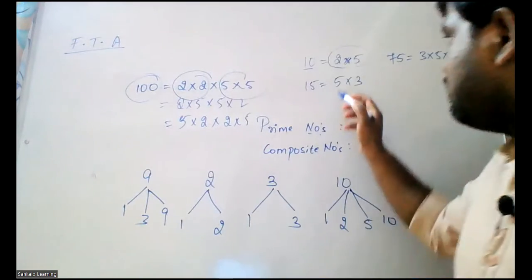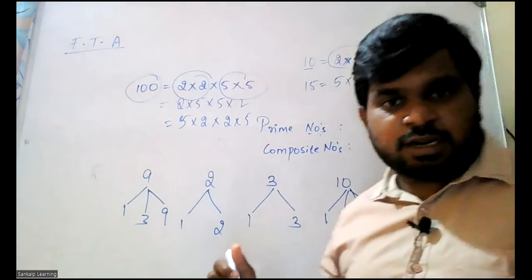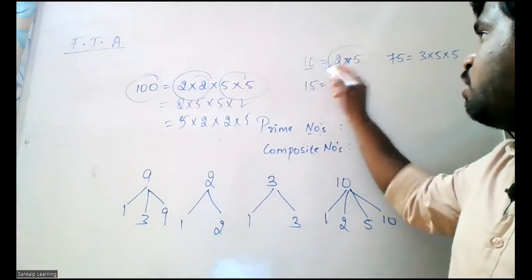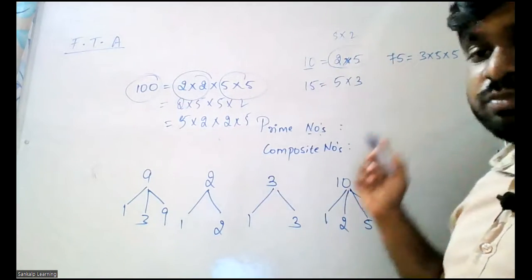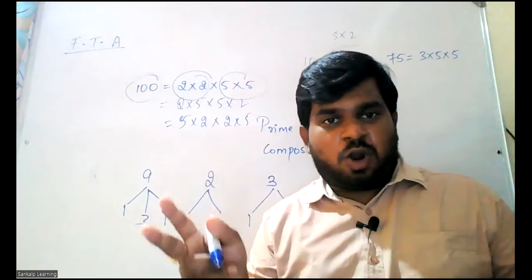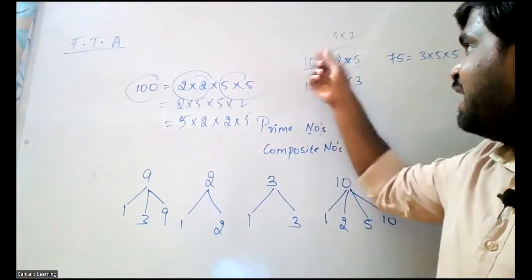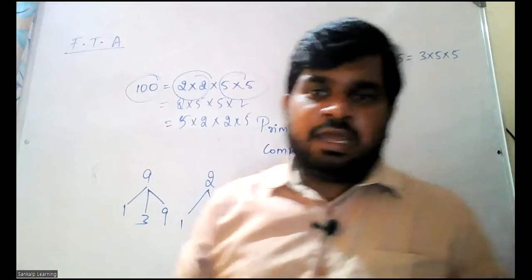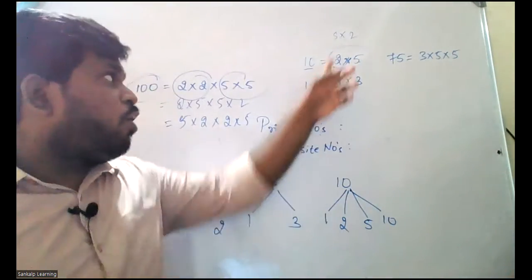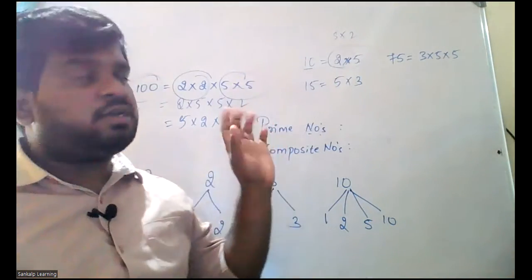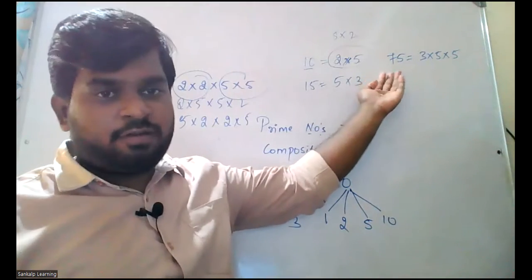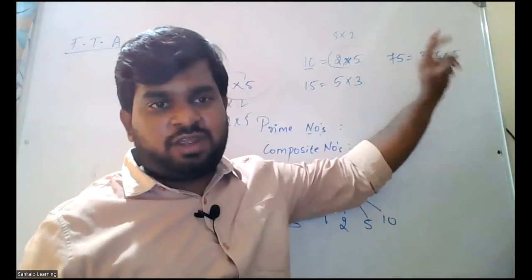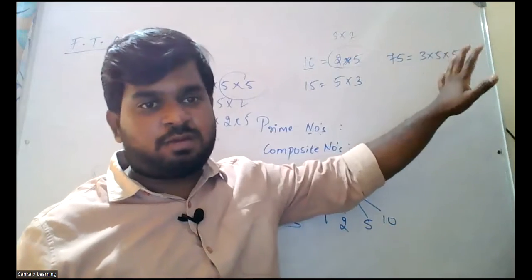Let's take 10. It is only 2 and 5, isn't it? Can I write three 5s as 10? There is no possibility at all. So maybe I can write it as 5 into 2. Doesn't matter. I might change the order, but 10 can be written as 5 into 2 or 2 into 5, meaning the prime numbers involved are only 5 and 2. Other than this, it cannot be anything. 75: which are the prime numbers that are involved? 3, 5, 5. Other than this, there is no other number.